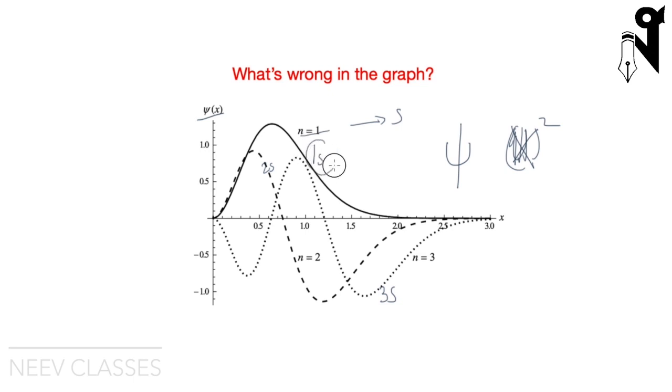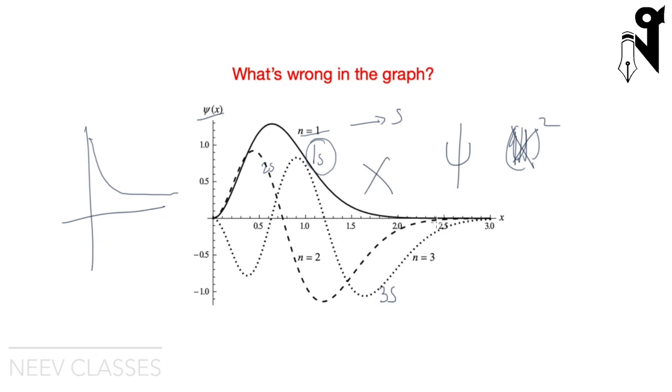It has to be 1s only. Is the wave function of 1s touching 0 ever? No, it goes like this. 1s goes like this. So maybe they wanted to do the probability graph, but then that will not be negative. So this is nowhere right. Your 1s itself is wrong. So this graph is wrong.